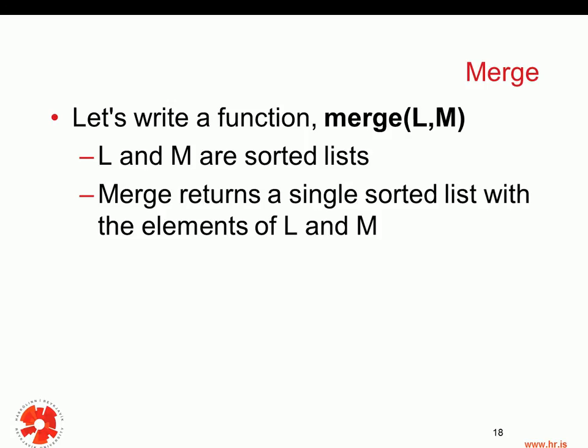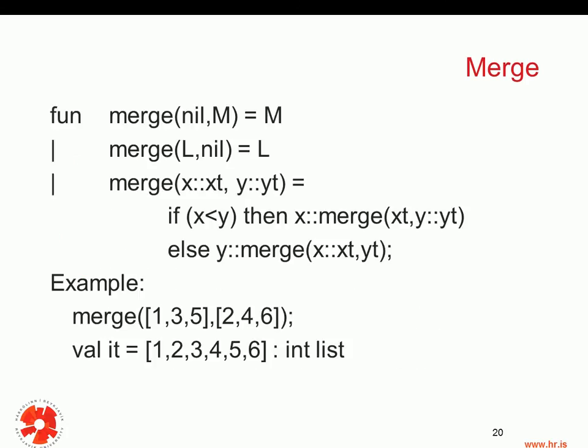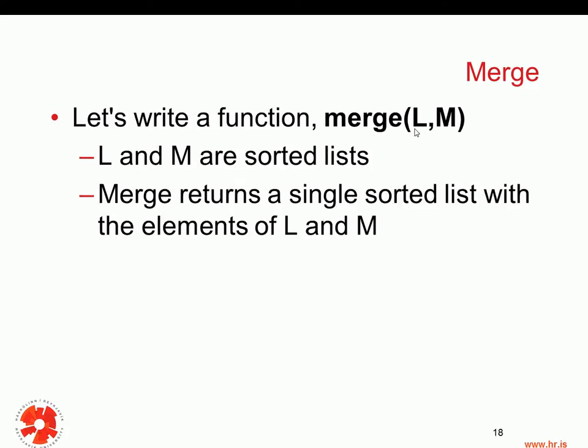The function merge takes two arguments. It actually takes, well, we can say that it takes a single argument, which is a pair. The first part of the pair is a list, and the second part is a list as well. Notice that both L and M are sorted lists. And what does it return? It returns a new list, a single sorted list, which contains the elements of L and M. So we basically merge the two lists together. We assume that L and M are already sorted, and we return a single sorted list with the result.